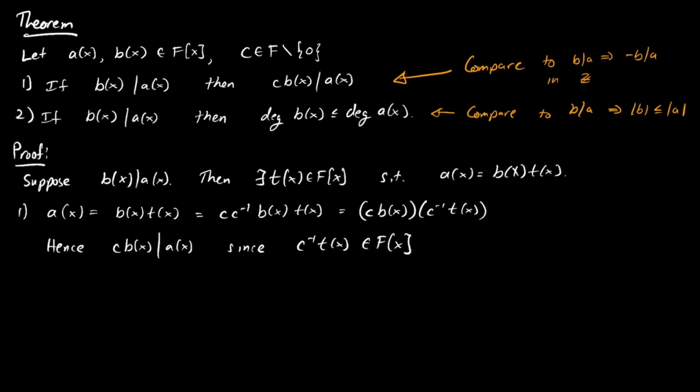So it's kind of like when we did this proof for Z and we multiplied both b and t by -1. We wrote a is equal to b times t, which is equal to negative b times negative t. Okay, so same idea. What about the second one? Well, the second one's also pretty straightforward. I know that the degree of b(x) is less than or equal to the degree of b(x) times t(x), which is equal to the degree of a(x). Okay, and that finishes my proof.